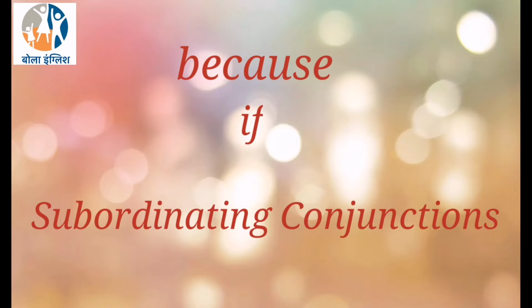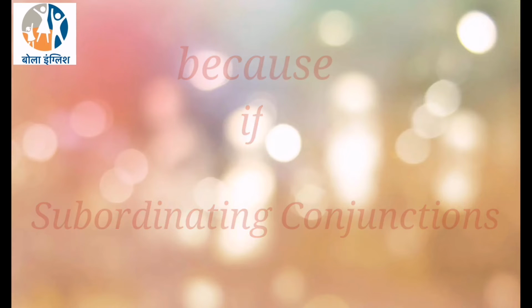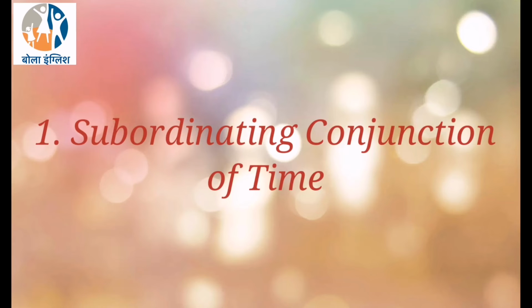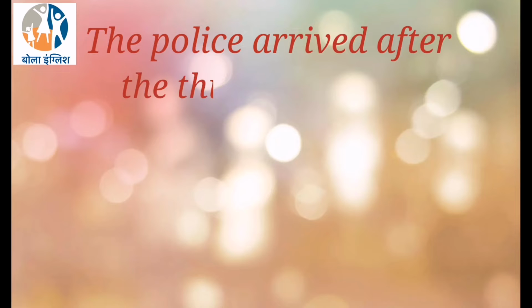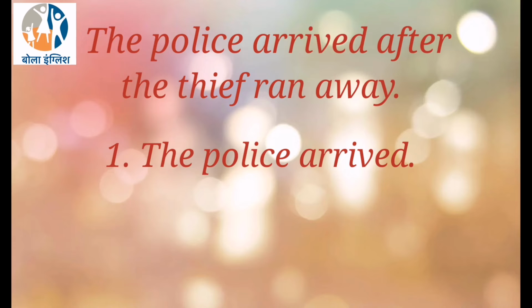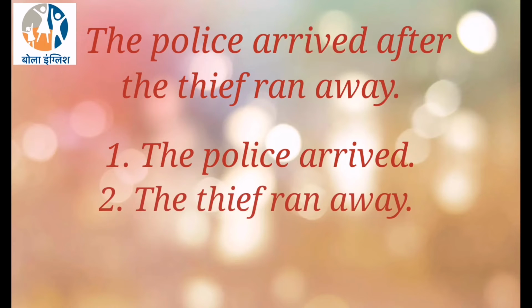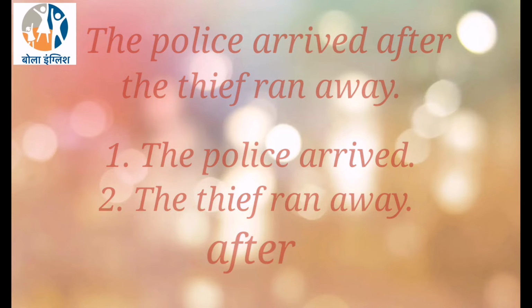Subordinating conjunctions are classified according to their meaning as follows. Number 1. Subordinating conjunction of time. The police arrived after the thief ran away. Here, two sentences dependent on each other are: number 1, the police arrived, and number 2, the thief ran away. The conjunction joining the two is after. When did the police arrive? After the thief ran away.